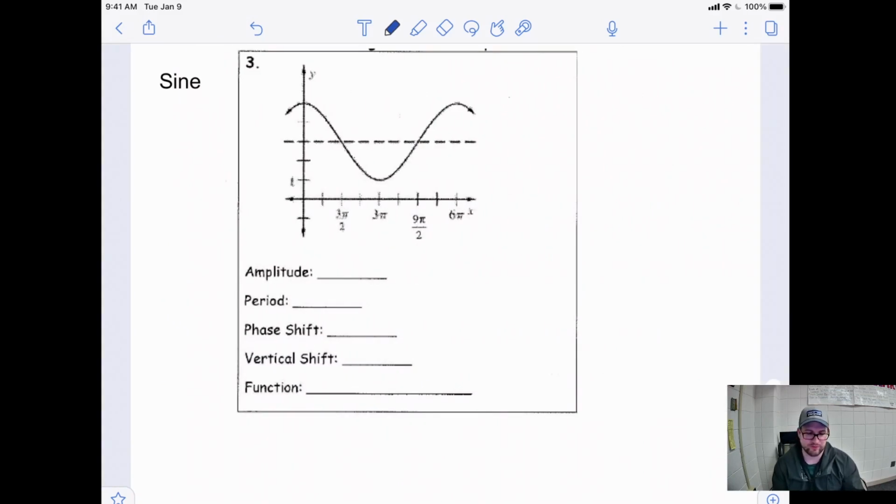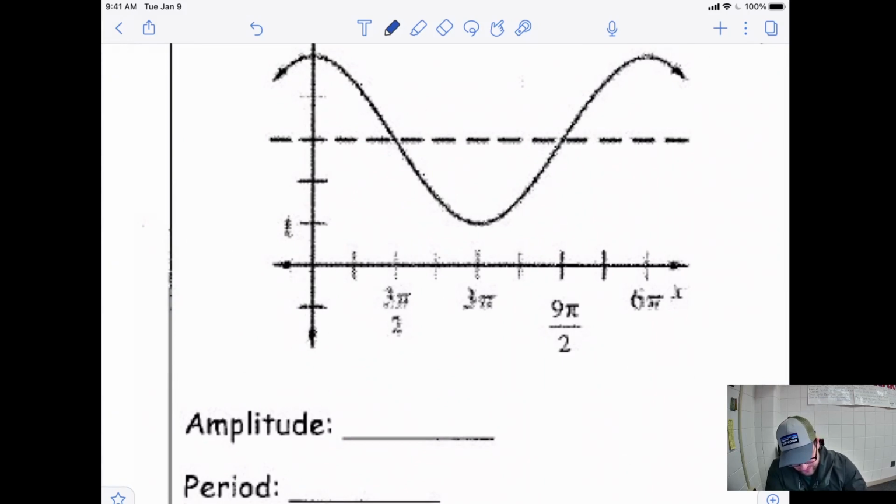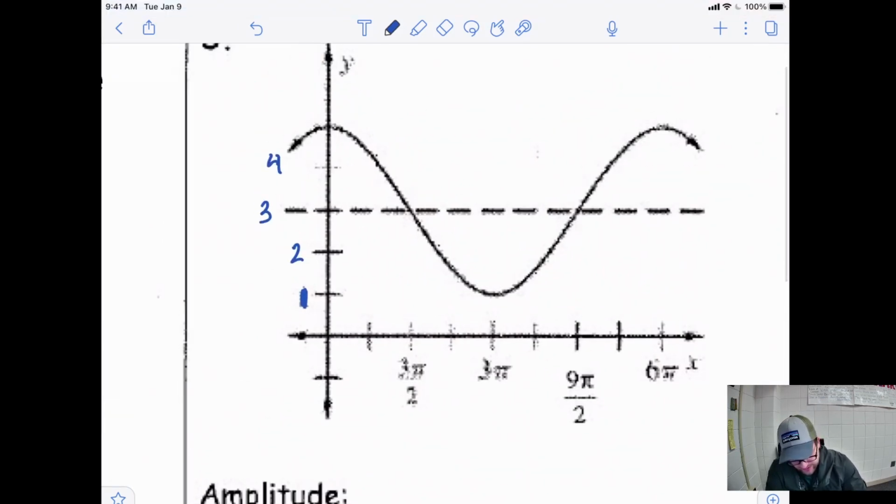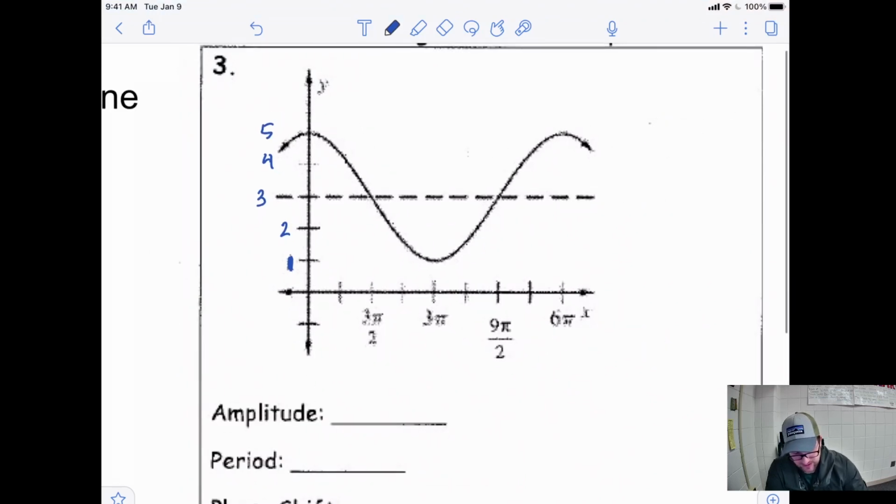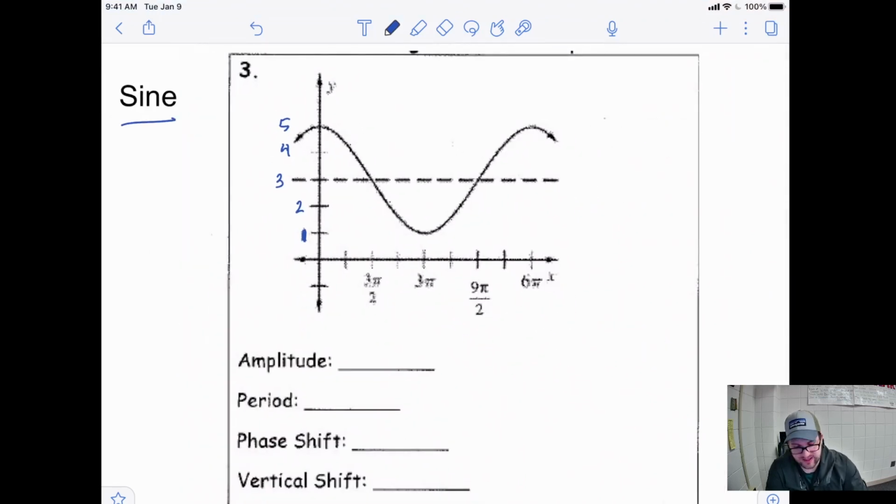Here's another one for us. This one is a sine function. So coming over here, let's clean up our graph. This is 1, 2, 3, 4. It looks like we're hitting a high point of 5. Again, we're writing this as a sine. Currently, it's set up as a cosine, so there's going to have to be a phase shift.